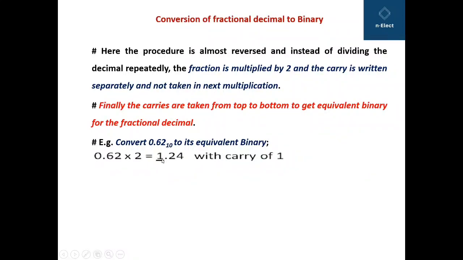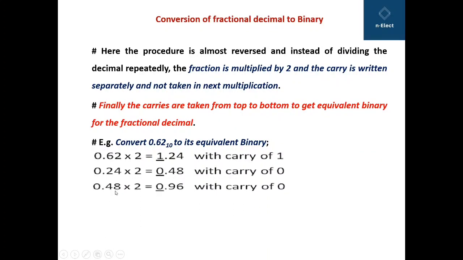So this carry 1 is written here. With a carry of 1 written, I have taken 0.24 here in the next multiplication. Then again it will be multiplied by 2, which is the base of binary. So I will get 0.48. Now I am getting carry 0, so I am writing a carry of 0. 0.48 will be taken here. Again 0.48 will be multiplied by 2. I will get 0.96 with a carry of 0, and 0.96 can be taken here. I will get 1.92 with a carry of 1.